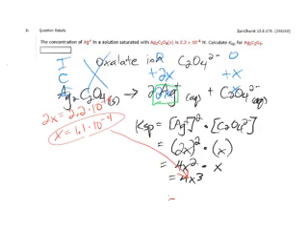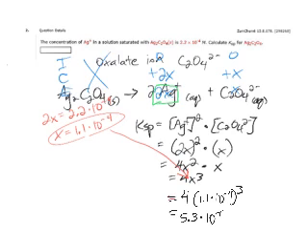So 4 times 1.1 times 10 to the negative fourth, all raised to the third power. And at this point you can pull out your calculator and crunch the numbers and you get 5.3 times 10 to the negative 12th for the value of Ksp.